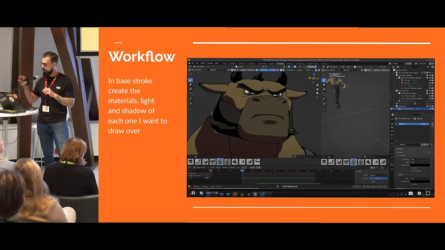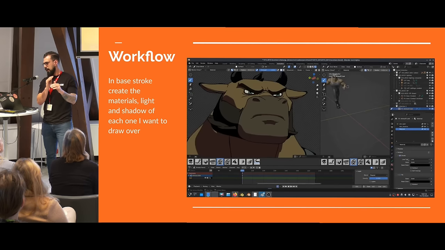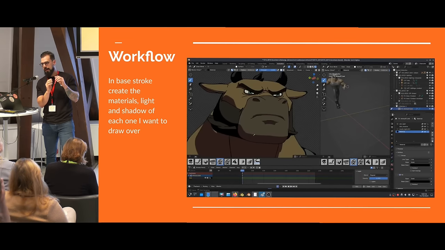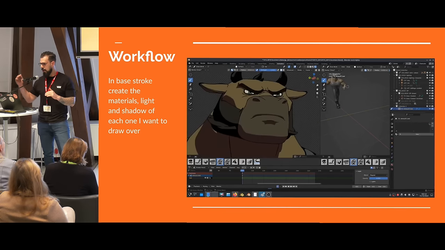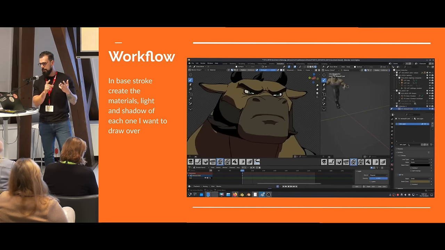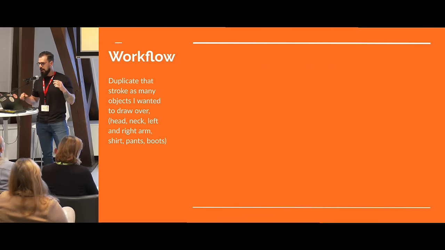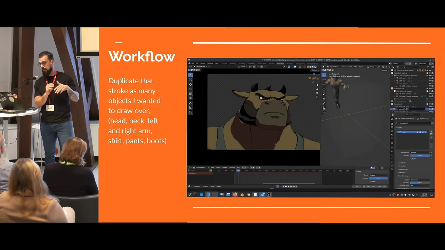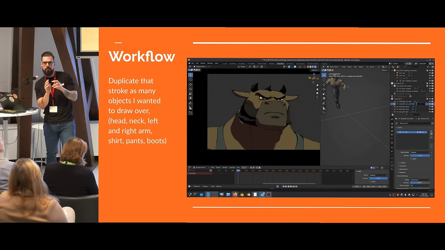So in the workflow pass, we had this sticky GP stroke. I created all the materials that I was going to use. I checked the materials that I was going to have in there, and I chose a light and a shadow for each of them. So I divided all of them into light and shadow: the head, the mouth, the beard, the t-shirt, all the materials I wanted to touch over. And after I had that stroke with all the materials, I duplicated it depending on the different parts I wanted to draw. I tried different workflows, and this is the one that makes the most sense for me.